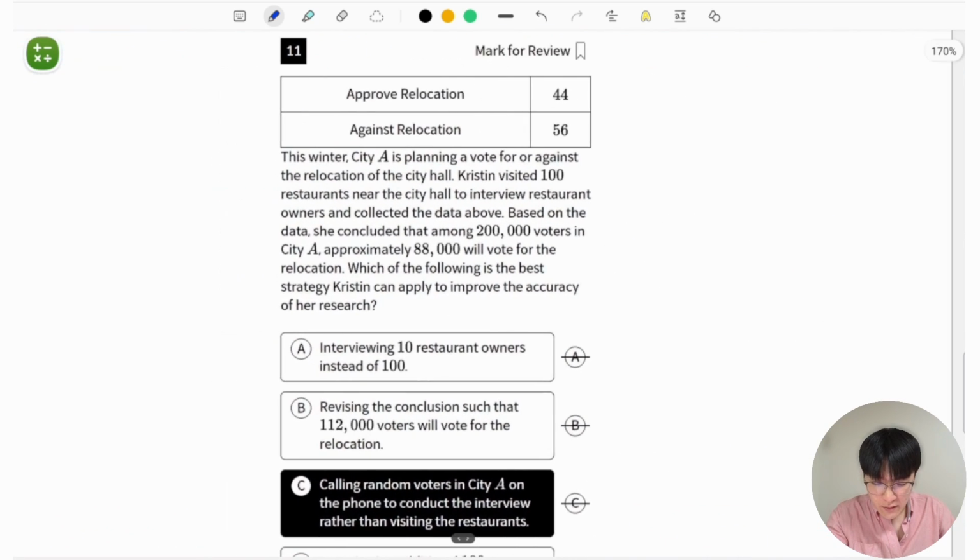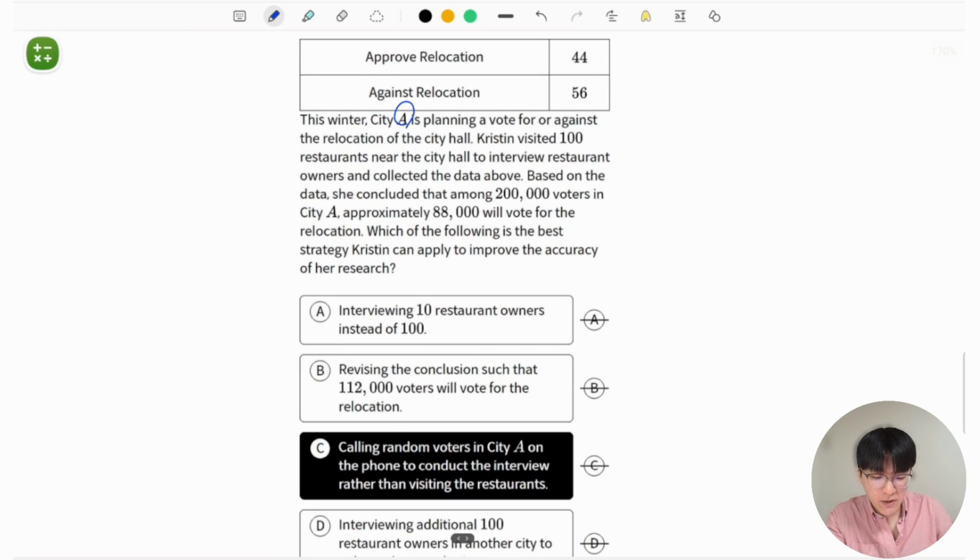Question number 11. This winter, City A is planning a vote for or against the relocation of the City Hall. Kristen visited 100 restaurants near the City Hall to interview restaurant owners and collected the data above. Based on the data, she concluded that among 200,000 voters in City A, approximately 88,000 will vote for the relocation. Which of the following is the best strategies Kristen can apply to improve the accuracy of her research?